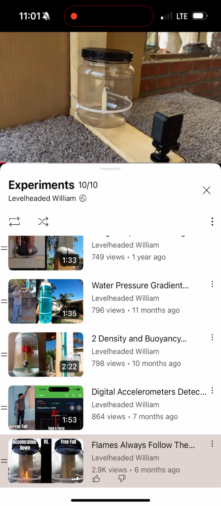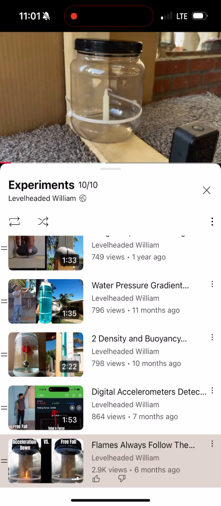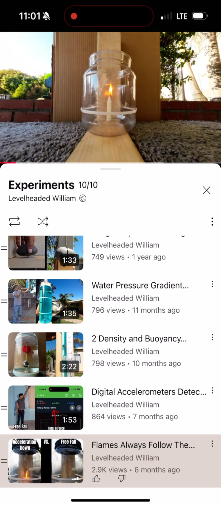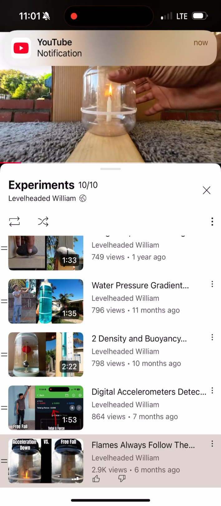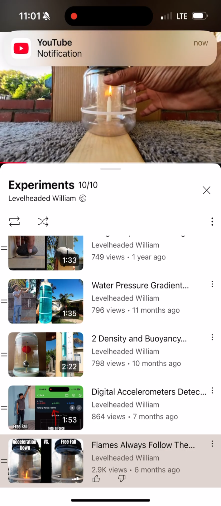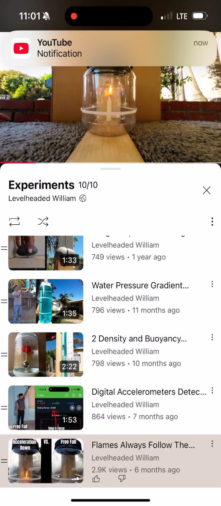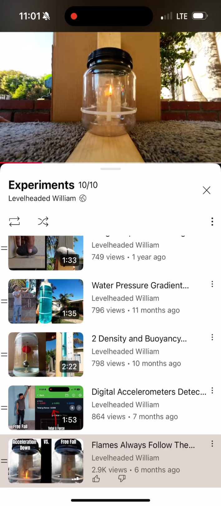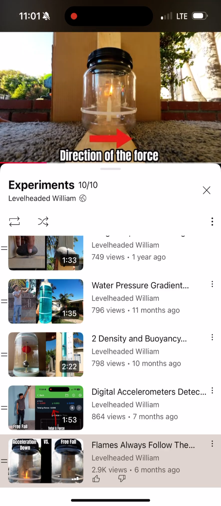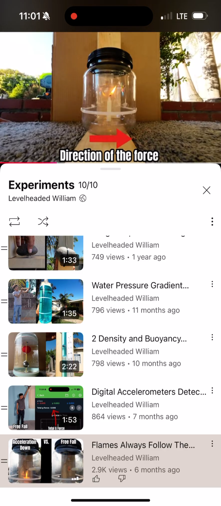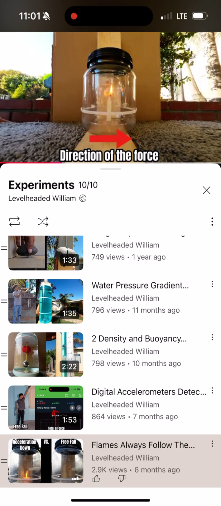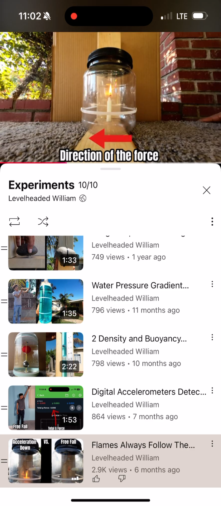In this video, I'll be showing that flames always follow the direction of the force. Flames are less dense than air, so depending on the direction of the force pushing on the air, that will also determine what direction the flames get pushed. For example, when I have a flame in a container with air surrounding it, as soon as I apply a force to the right, there's a greater compression of air to the left that is then able to push anything that's less dense, like the flame, in the same direction as the force.